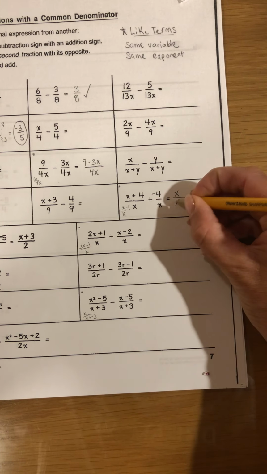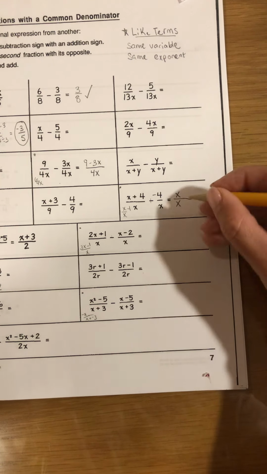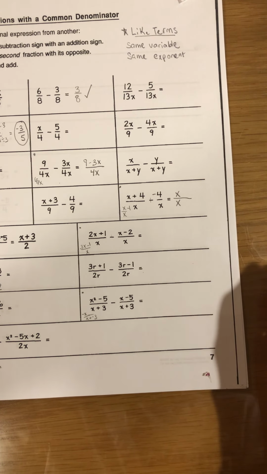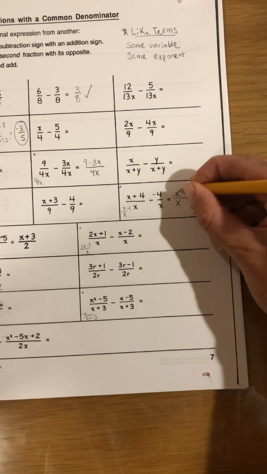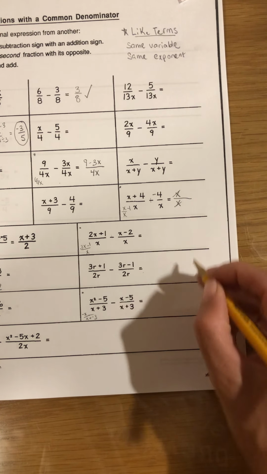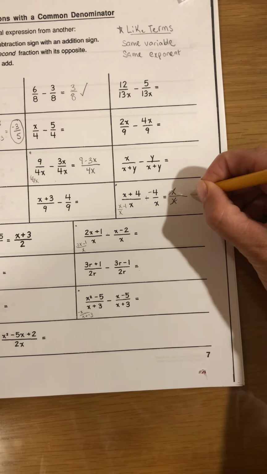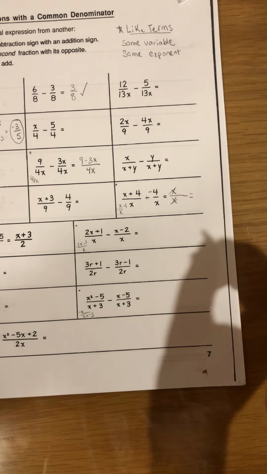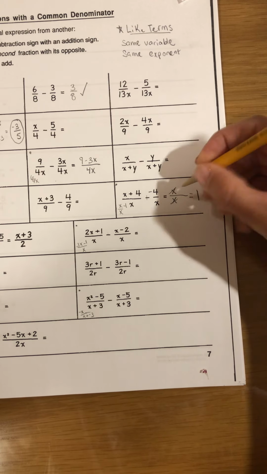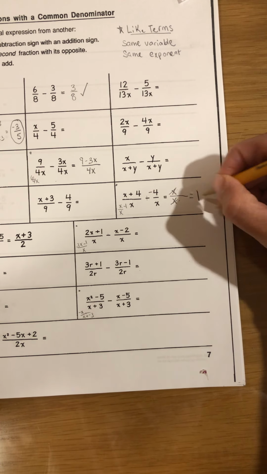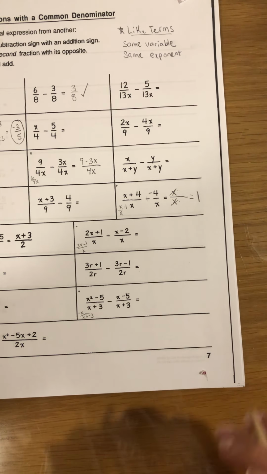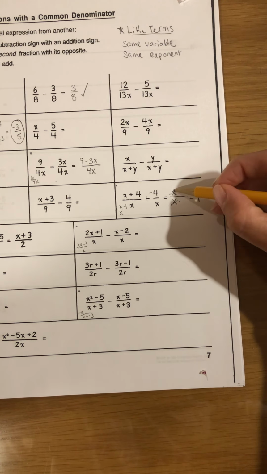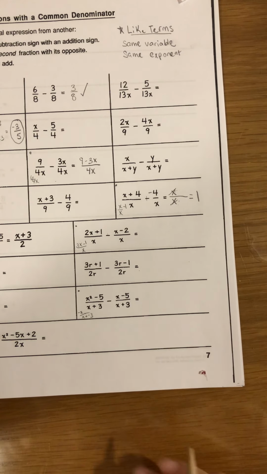X, and then on the denominator we have x. Okay, now can we cancel out these x's? Yes, we can. Because they are not part of addition or subtraction, they both become 1s. 1 over 1, now this does not become 0, this becomes 1. Any number over itself is always 1. And if you forget that, just make yourself a little note. Any number over itself or a variable over itself becomes 1.